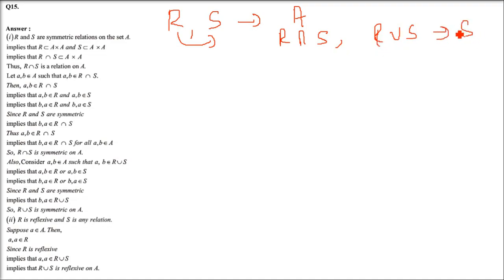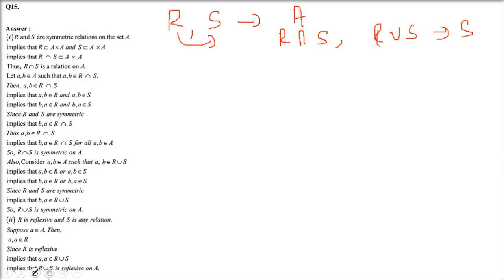Next is, since we have covered a lot of time, I'll just do it here only. If R and S are relations on set A, then prove the following: R and S are symmetric implies R intersection S and R union S are symmetric. Just remember what it means when we say intersection and what it means when we say union. R intersection S means the element should belong to both R and S. Union means the element can belong to either R or S, or it can belong to both of them.